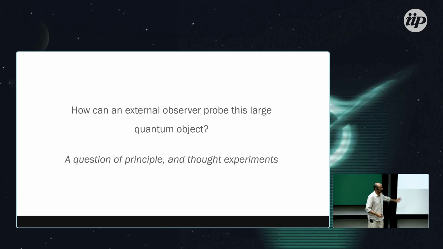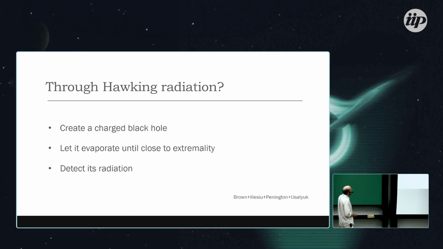Okay, so then the question that I'm asking, but I'm asking it as a question of principle, not of practical relevance, and we're doing thought experiments. I think that this is still fine, at least for people in this room. I think that this is a good enough motivation. So how can we observe these large quantum fluctuations?